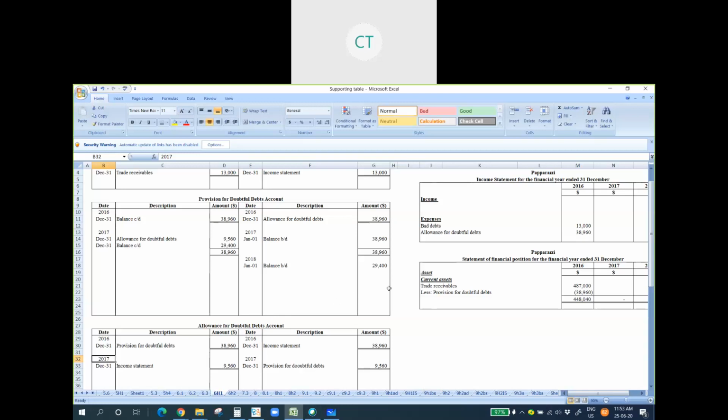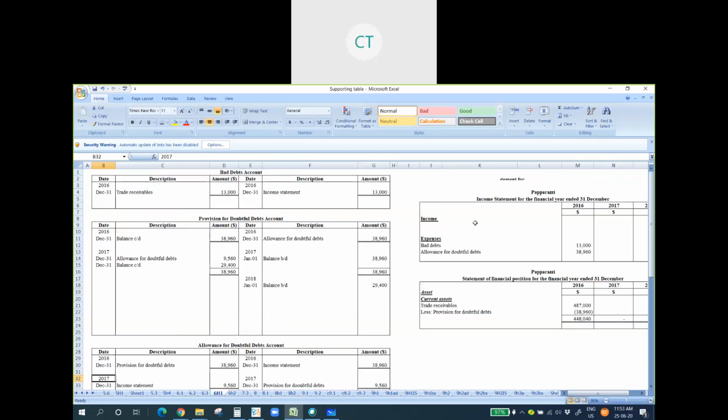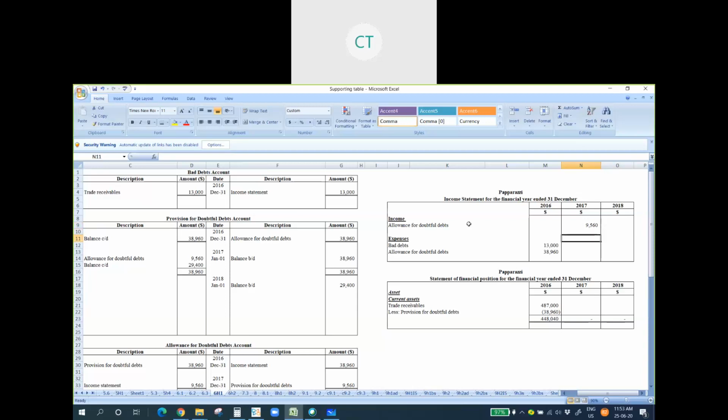So now we come to the preparation of income statement. For this year, because of the decrease in our provision for doubtful debts, we have income 9560. No bad debts, no expenses in your allowance for doubtful debts. For the trade receivables, 490, and then 29400 negative.